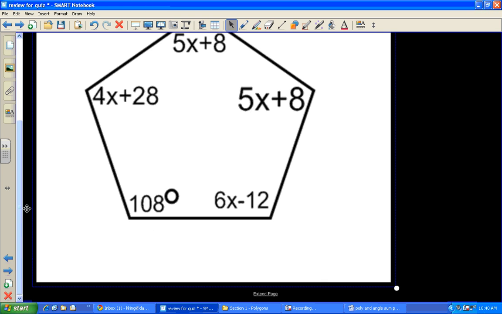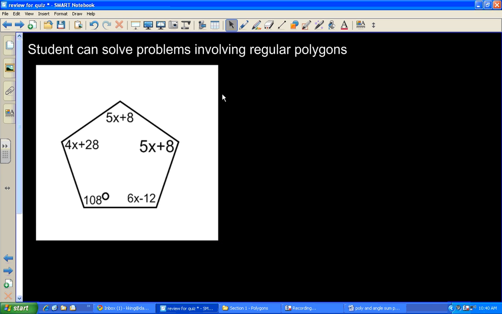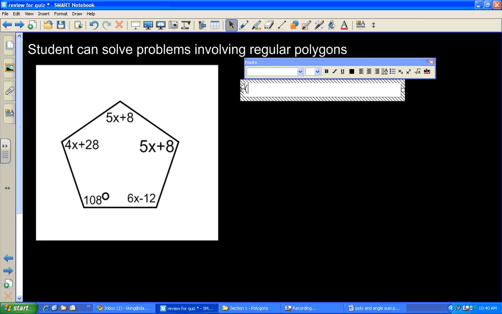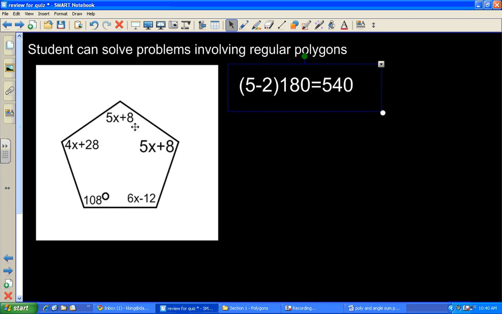Well, that's a really big picture though. Let me shrink that up a little bit. All right, so it's a regular pentagon. So first thing I can do is I can say, well, how much do all of those interior angles sum up to? Some of you have this memorized by now, some of you don't, but it's just number of sides. So 5 minus 2 times 180 does in fact give you 540. So that tells me all of those interior angles, the 5x plus 8, the 5x plus 8, the 6x minus 12, the 108 degrees, and the 4x plus 28, all of those add up to 540.